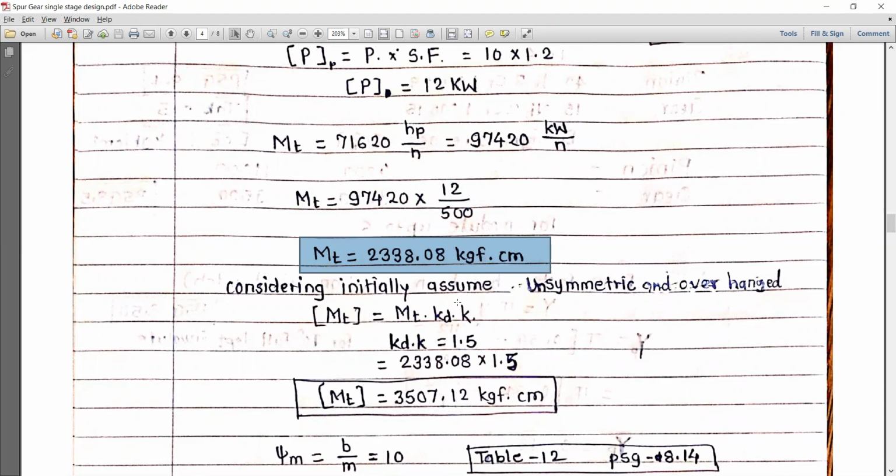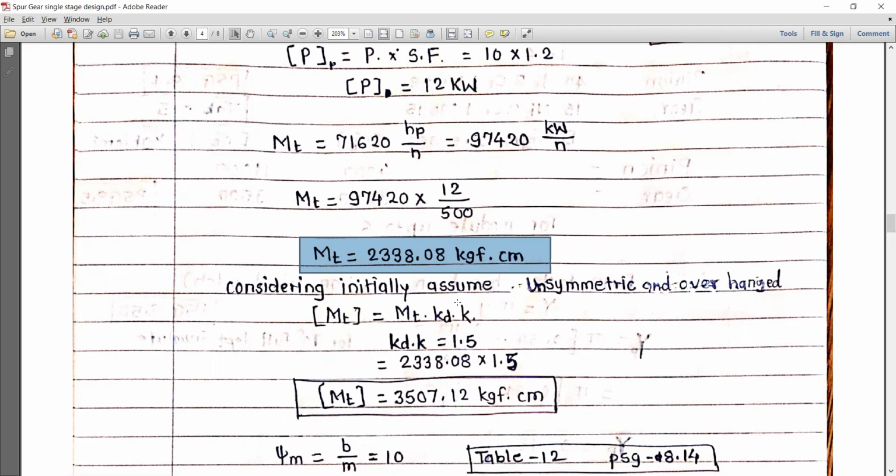Now we are using the overhang condition, unsymmetric, because हमारा जो gearbox है उसके बीच में bearing support पे अपना gear होता है, though it is not properly symmetric. Okay, so symmetric रहे या asymmetric रहे, rather than this it is totally बीच में वो hanging होता है, उसको exact continuous support नहीं रहता. So that's why we are considering the worst case, that is unsymmetric and overhanging condition.